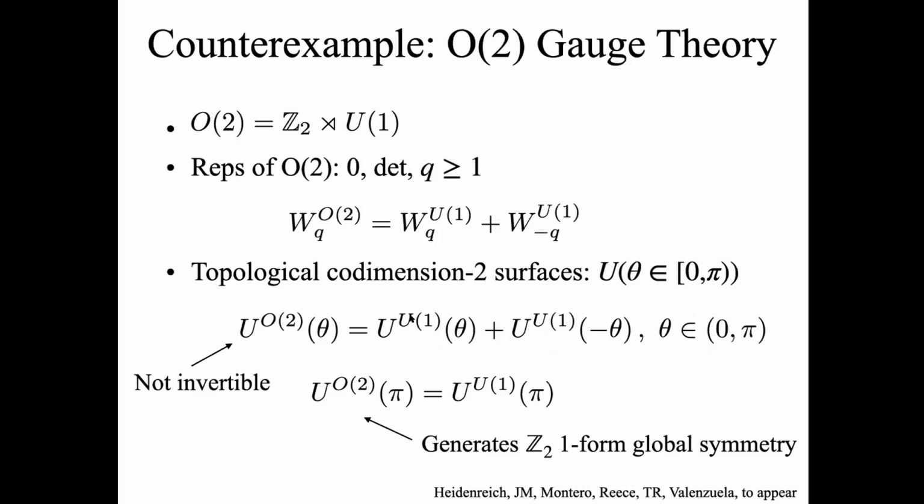And these particular surfaces are not going to generate a global symmetry because they're not invertible. There's no way to multiply two surfaces of this form together and get back the identity surface. So whereas the theta equals pi surface is invertible, it squares to the identity, these are not invertible, and therefore they do not generate any one-form global symmetry.